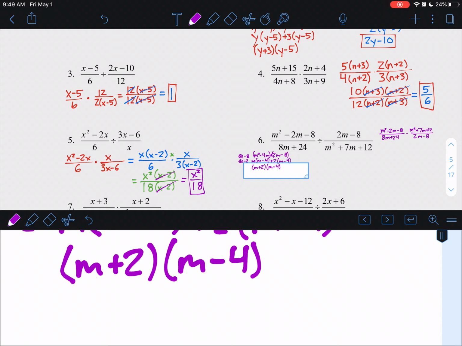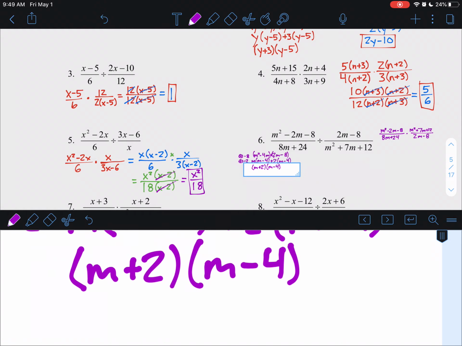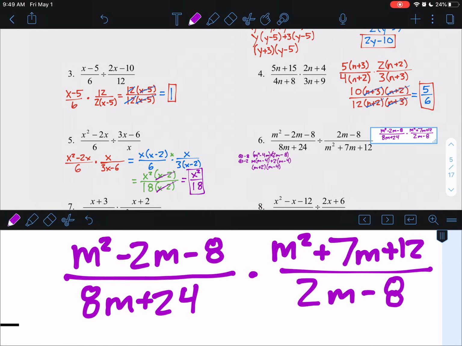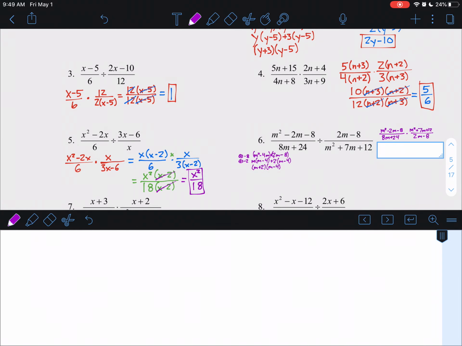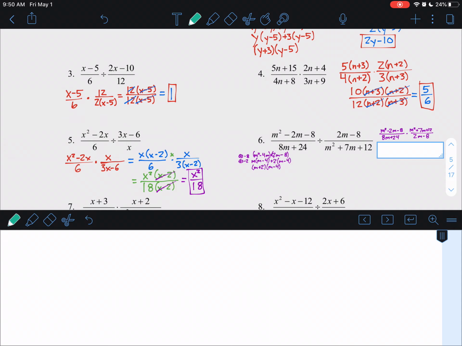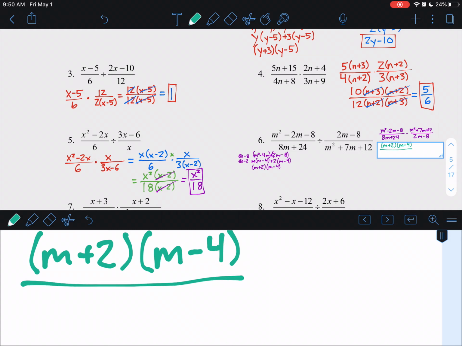Okay, so what I'm going to do with this now is I'm going to start to rewrite this here. So now that I got that m plus 2 over m minus 4, I'll rewrite that in, these are some nice colors here. I like this turquoise. We'll rewrite this in this turquoise. So that's going to be m plus 2 times m minus 4 in my numerator of the first fraction. That's just the numerator of the first fraction. I know it's a lot.